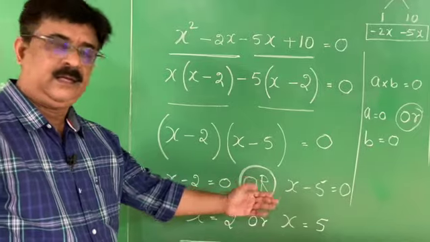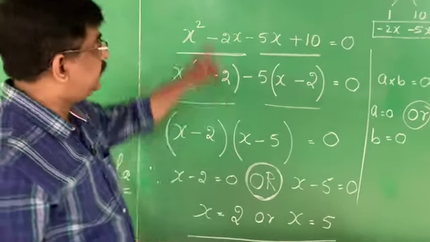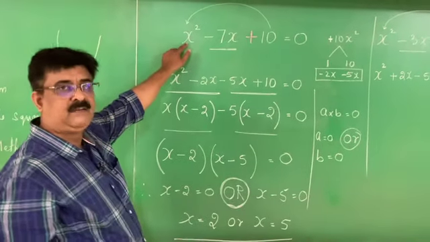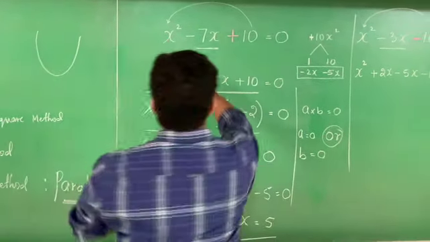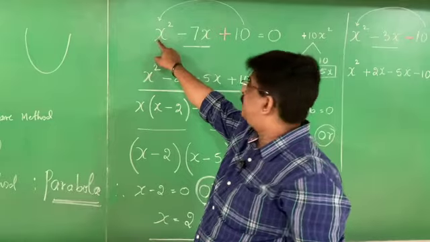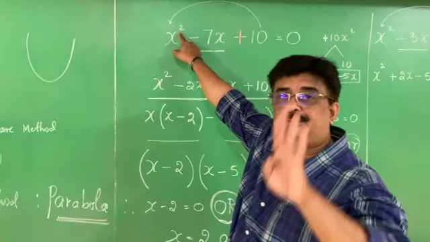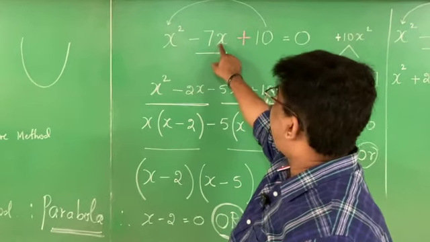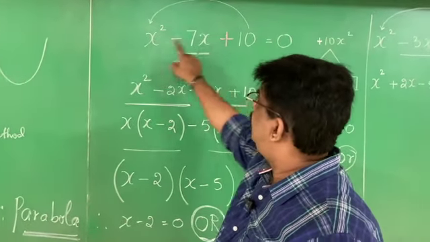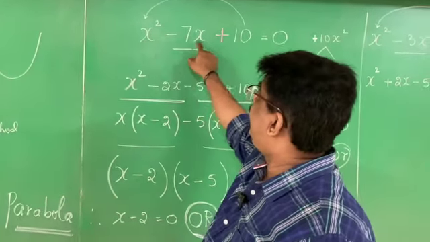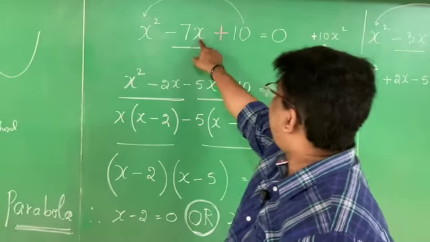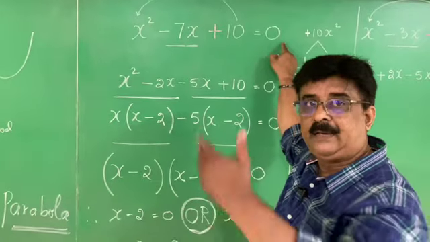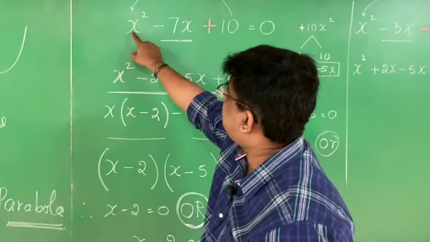If x is equal to 2, it also satisfies the equation. Write 2 in the place of x. What happens? 2 square is 4. Minus 7 into 2, 14. 4 minus 14 is minus 10. Minus 10 plus 10 is equal to 0. When you replace x with 2, it becomes 0.